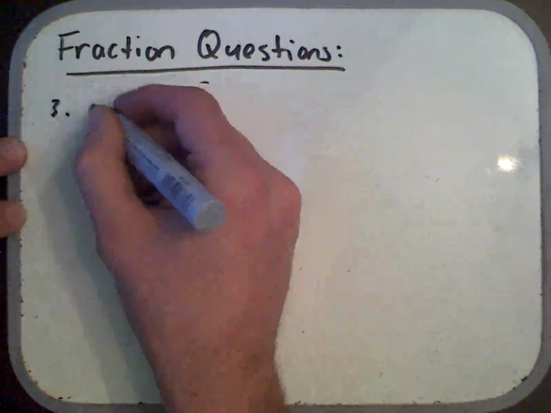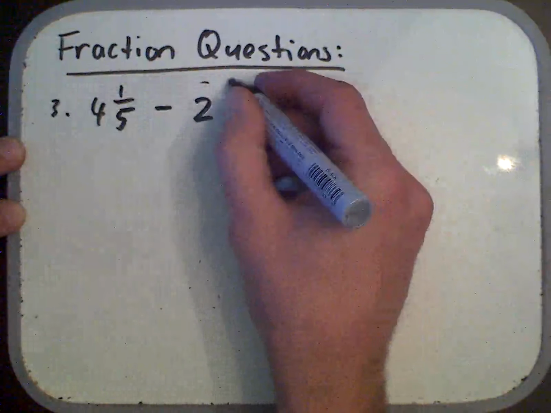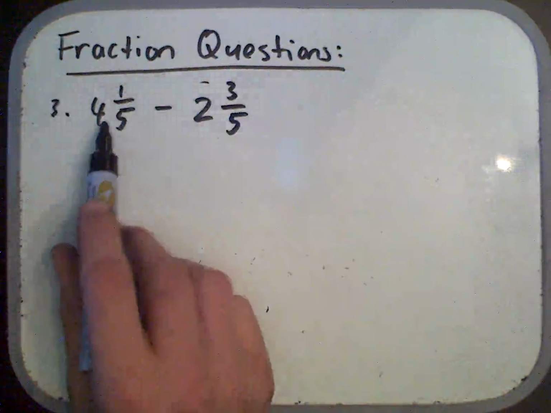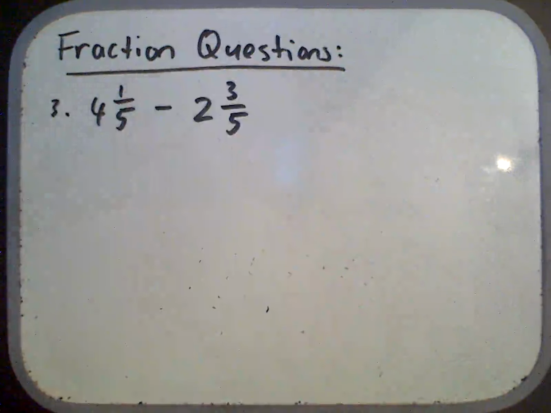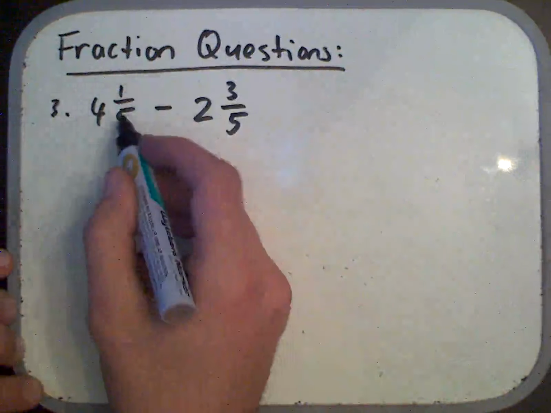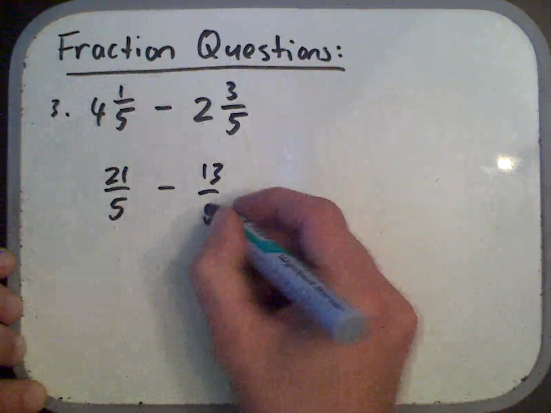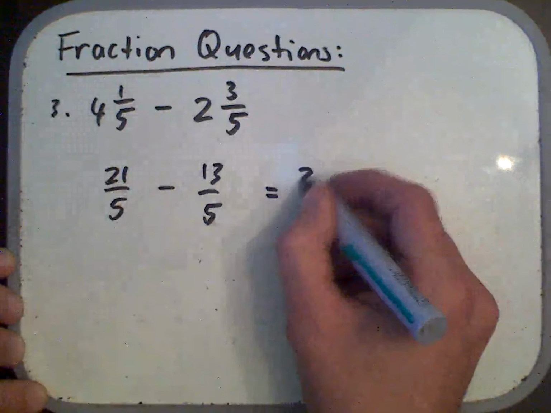Number 3. Okay, so we've got a mixed fraction here. Now remember, when we're subtracting away mixed fractions, one of the key things was, let's change it to an improper fraction. It makes things a little bit easier. 4 5s are 20, plus 1 is 21, over 5. Subtract away 2 5s are 10, plus 3 is 13, over 5. Now all we have to do is subtract them. 21 take 13. Let's work that out.